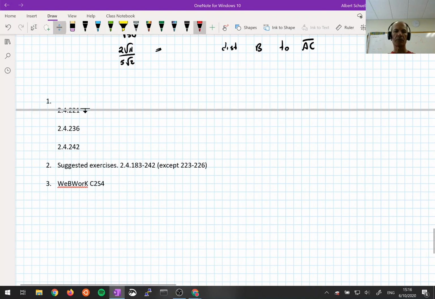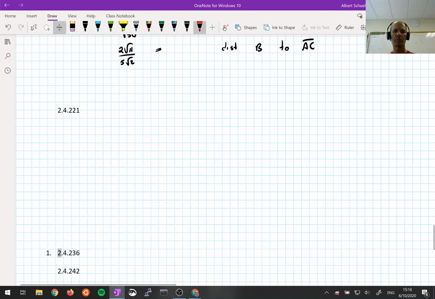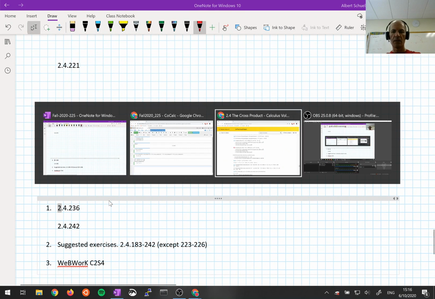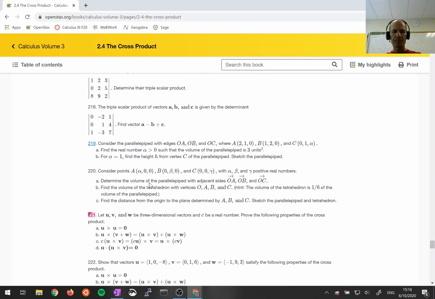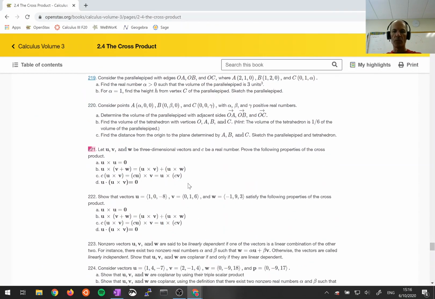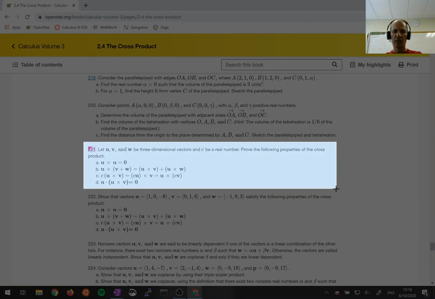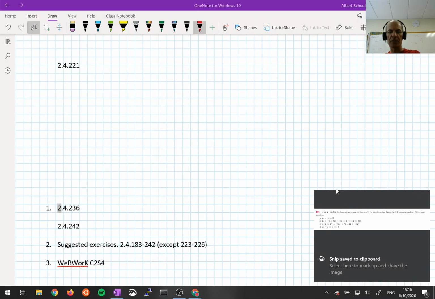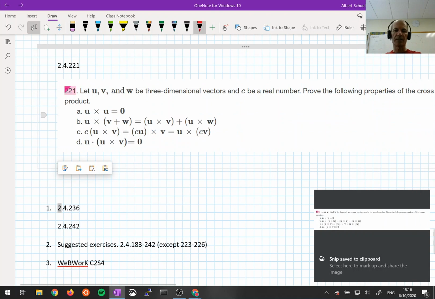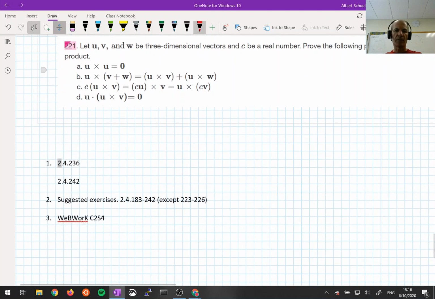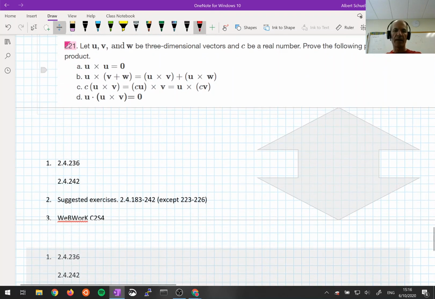All right, 221. In 221, we have a number of proofs that we're going to do. I'm not going to do all of these. I'm just going to talk you through how they might go. Some of them are quite involved in terms of the algebra that it would take to complete them, and I'm not going to do that here in this context. Let's look at, say, part A.